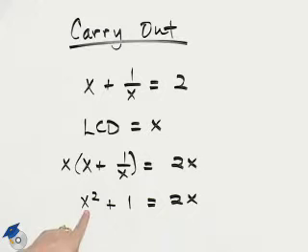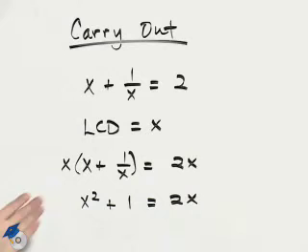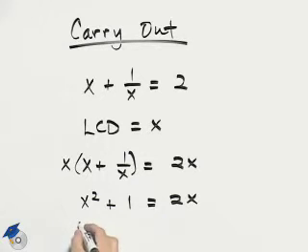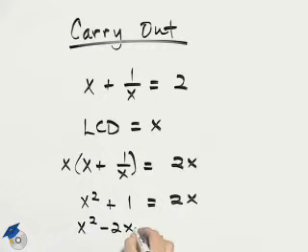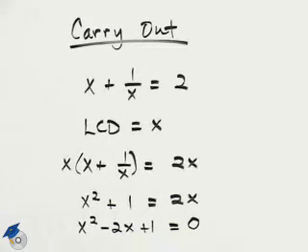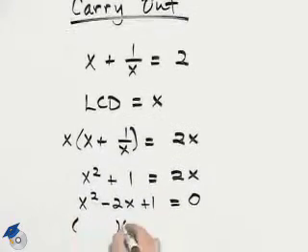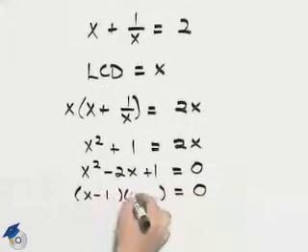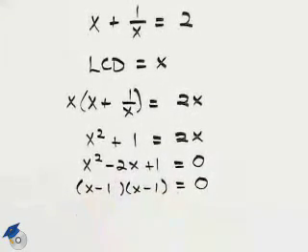Now, I notice in this equation that I'm left with a squared term. We're going to have to set the right-hand side equal to 0 so that we can in fact solve this equation. So we'll subtract 2x from both sides of the equation. I'll have x squared minus 2x plus 1 equals 0. And then, of course, the strategy we use to solve this is to factor after we've set it equal to 0. So we'll have x minus 1 times x minus 1.